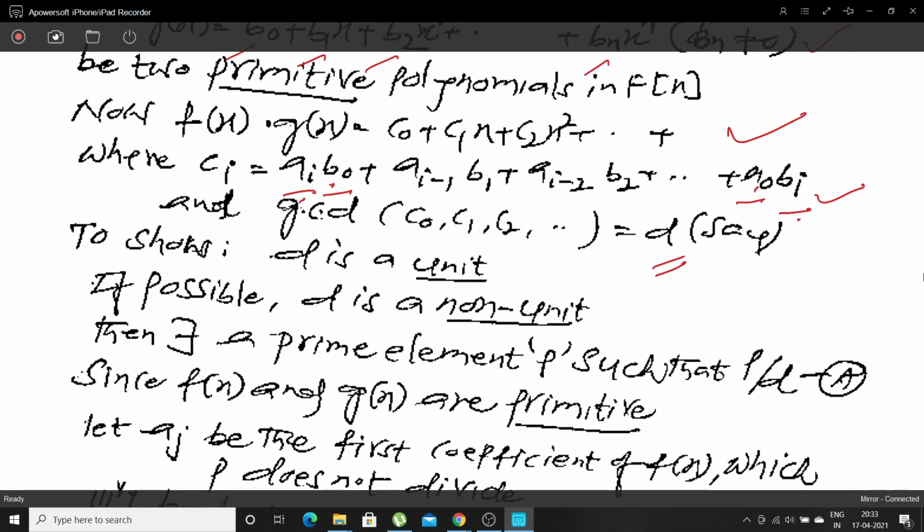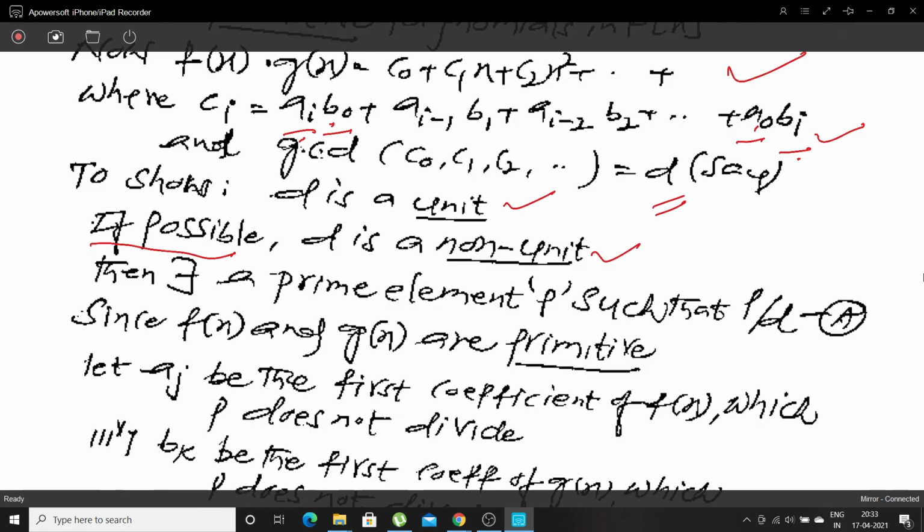We have to show D is a unit, that means 1. Let me prove this theorem by the contradiction method. If possible, D is a non-unit. Actually, we should get a unit, that means 1 here. If it is non-unit, what will happen?